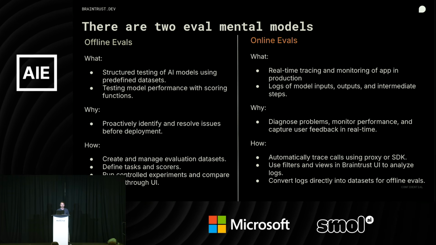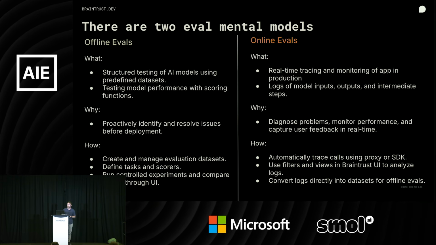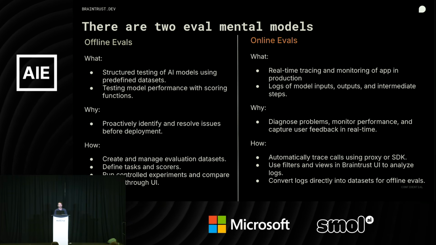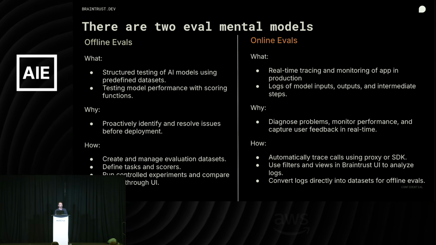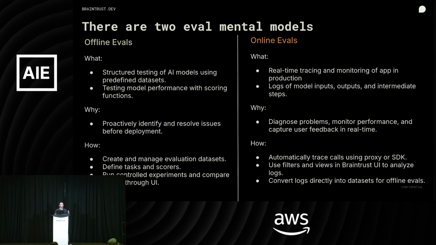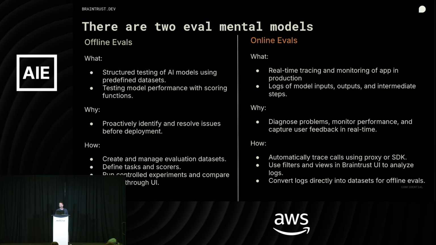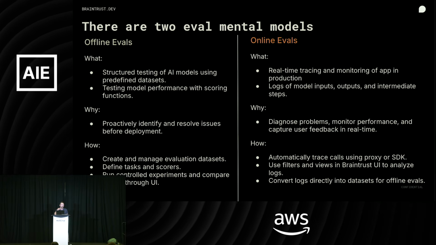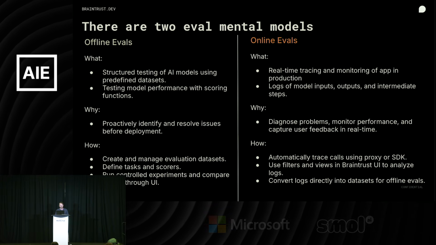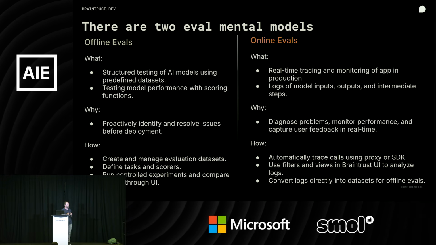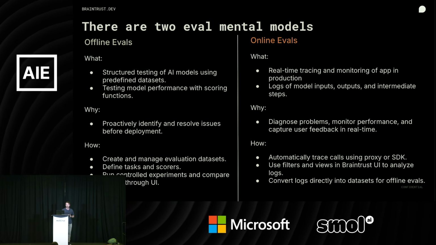I just mentioned this here as well, but there are two mental models of evals: offline and online. Offline is pre-production. This is us actually doing that iteration. It's identifying and resolving issues before deployment. This is where we're defining those tasks. It's where we're defining those scores.